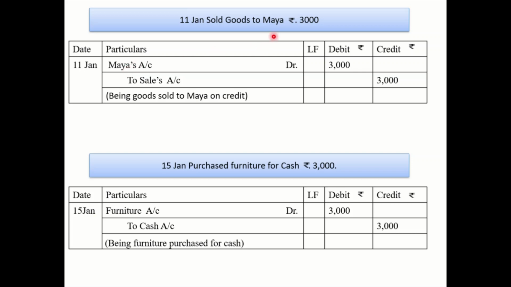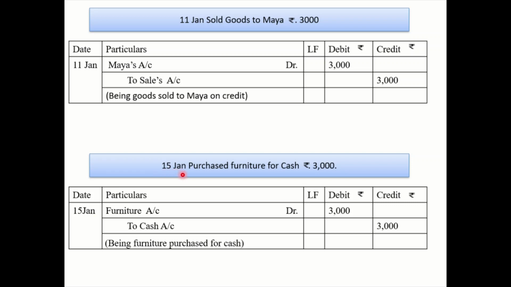Here, the goods receiver is who? Maya. That's why Maya account is debited. To sales account. Sales account is a type of real account. The rule of real account is credit what goes out. Goods are going out of the business. That's why sales account is credited with rupees 3,000. Narration: being goods sold to Maya on credit.